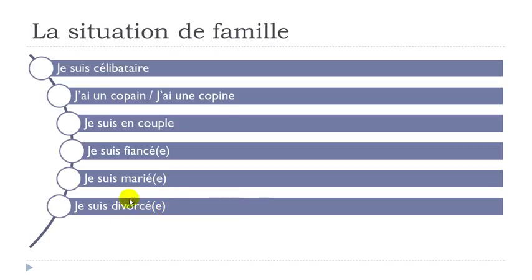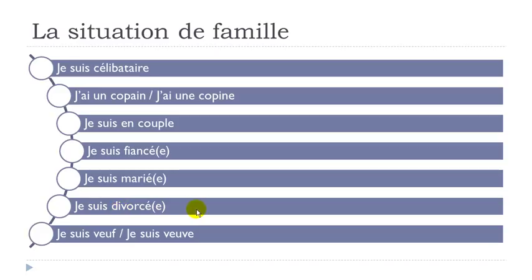Divorcé, well, it looks the same and it's divorced, okay? Je suis divorcé, same rule. Final E if it's feminine, but you don't pronounce it. Je suis divorcé. And the last one, widow, so masculine form and feminine form. Je suis veuf, so remember to pronounce the final F, veuf. And then the feminine form, je suis veuve.